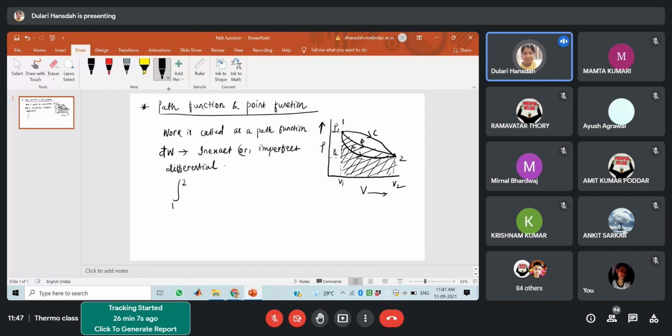Suppose we are integrating this dW with limits from 1 to 2. It will not give you the difference of the work at the end states. So the integral of dW is not equal to W2 minus W1. It is equal to the integral from 1 to 2 of dW, which we can write like this, W1-2. Here we can say it does not depend upon the end points, it depends upon the path. So work is a path function, whereas thermodynamic properties are point functions.